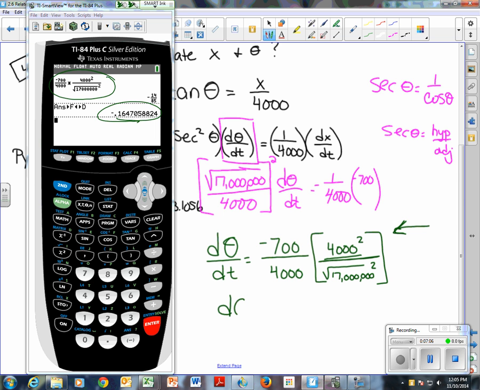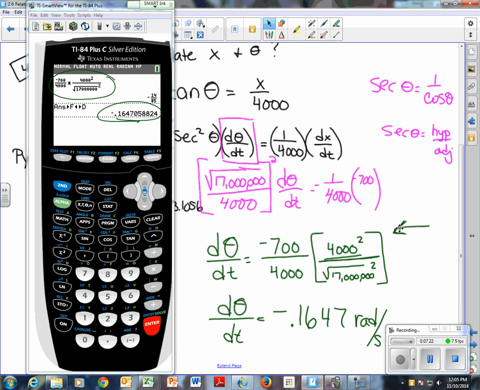So d theta dt is rotating at a rate of negative 1.647. And that would be radians per second for a label. Very good. I'm going to record the next one on a separate video.